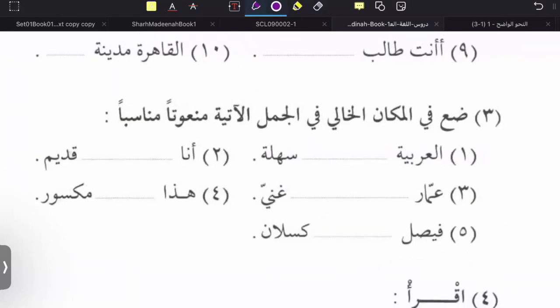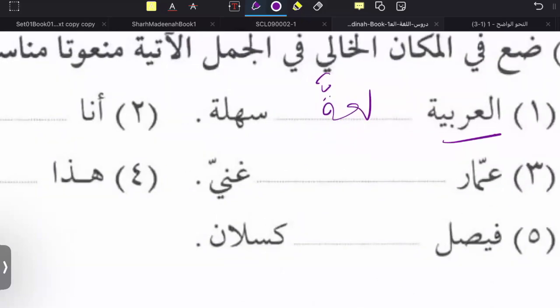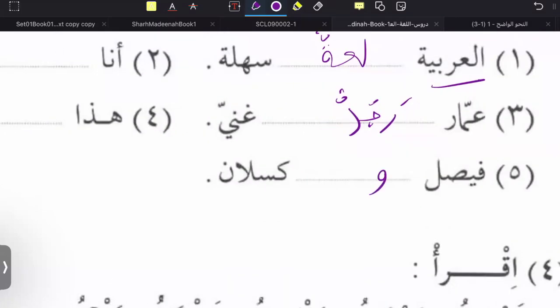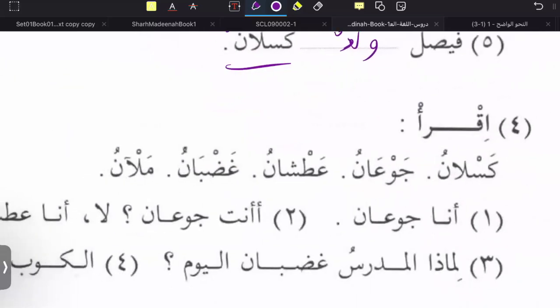So here we need the noun. Al-lugha al-arabiyatu, you'll say lughatun sahlatun. You can say Ammarun. You don't have to say Tajir. You can say Rajulun. Rajulun Ghaniyun. Faisal is Waladun. Waladun Kaslanu. So this is a peculiar word. I will see if there's more.